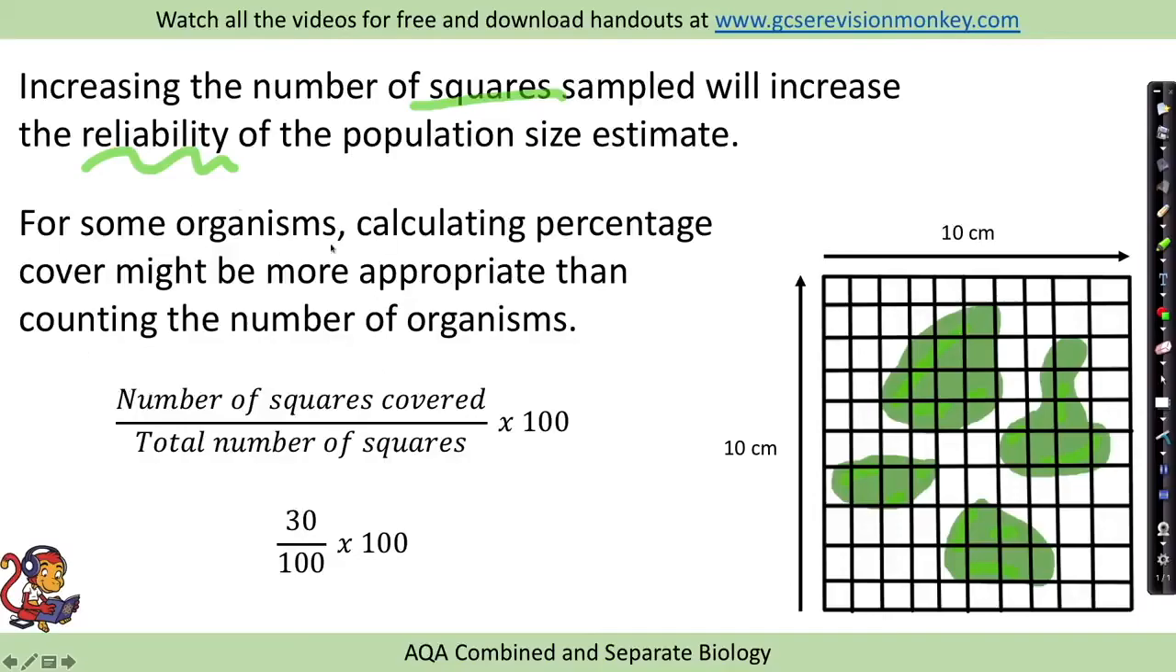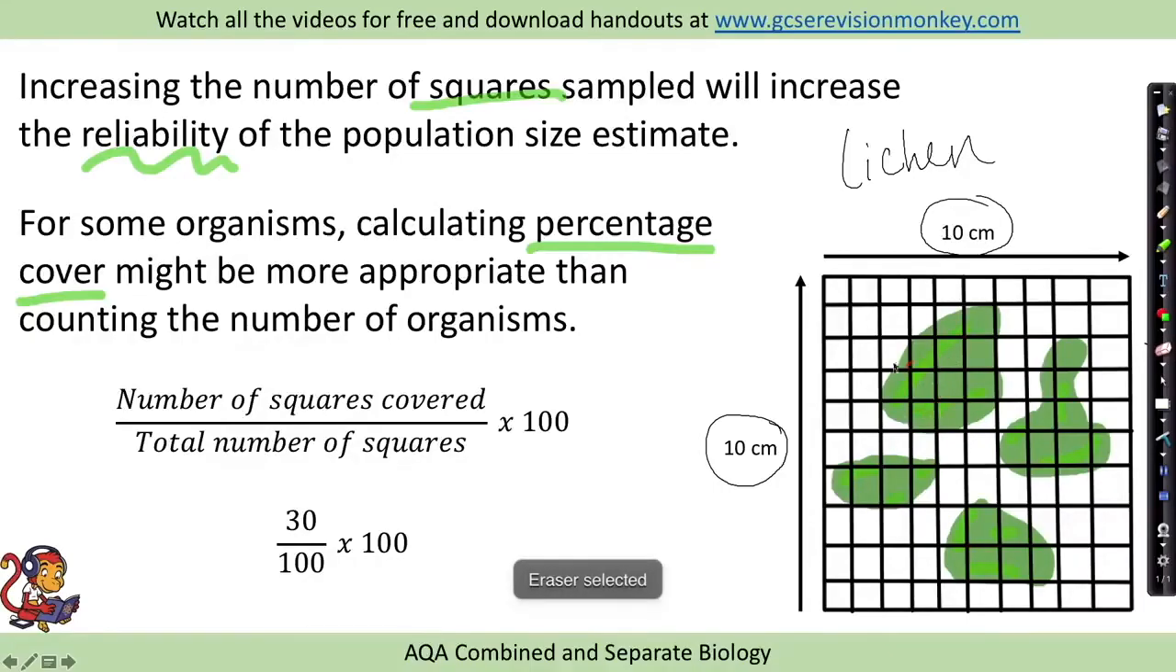Now, for some organisms, calculating percentage cover might be more appropriate than counting the number of organisms. For example, you may well have seen something like lichen growing on trees or walls. If you wanted to sample lichen, you might use a really small quadrat, perhaps a 10 by 10 centimetre grid. In the previous example with daisies, we would look at one random square which we'd selected by our random number generator, and we calculate the number of organisms inside. However, with lichen, we can't do this because you can't see individual organisms.